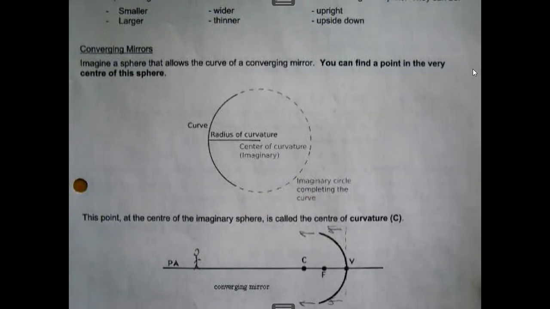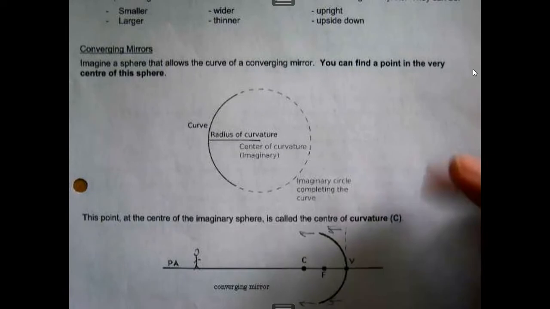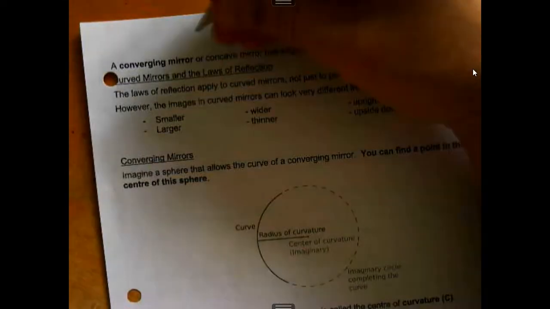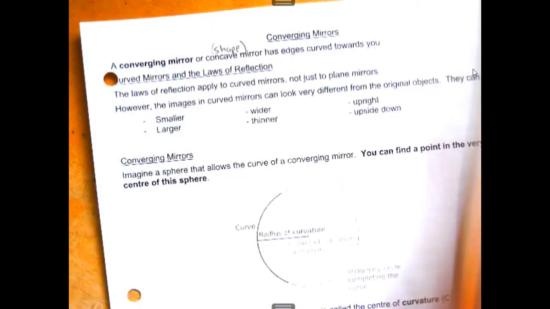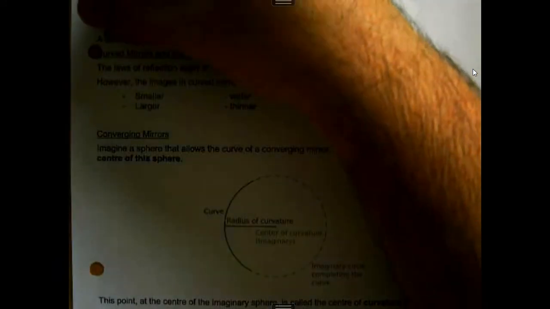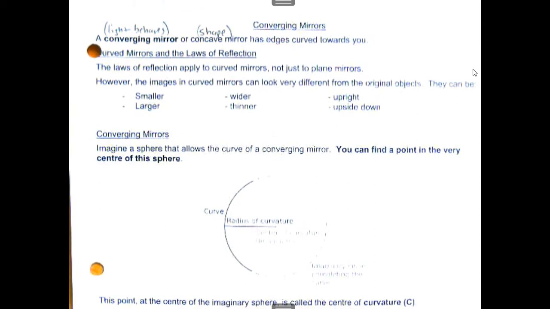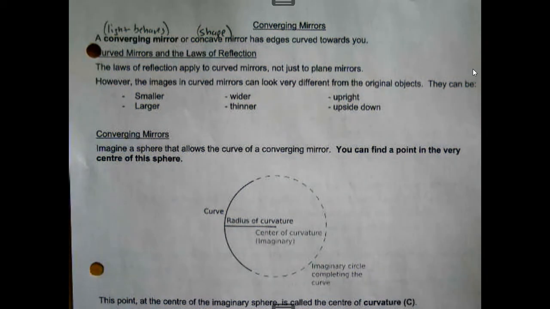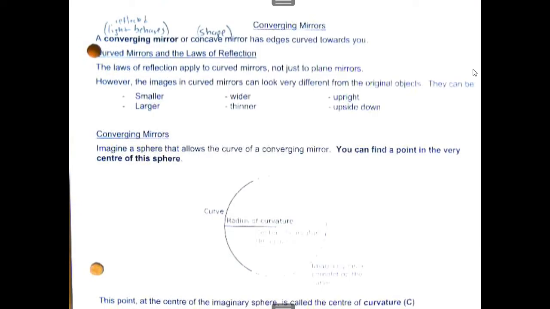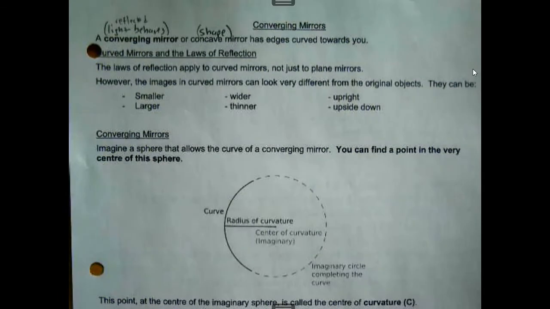Now, what makes it converging is how the light behaves after it strikes the mirror itself. Okay, so the shape of the mirror is concave, and converging is how the light behaves. If something is converging, it means it's going to come together, which is true of diverging mirrors as well, but it's done in a different way. So the reflected light is going to converge, and the shape is concave. So if you see a concave mirror, it's converging. If you have a converging mirror, it's a concave shape.